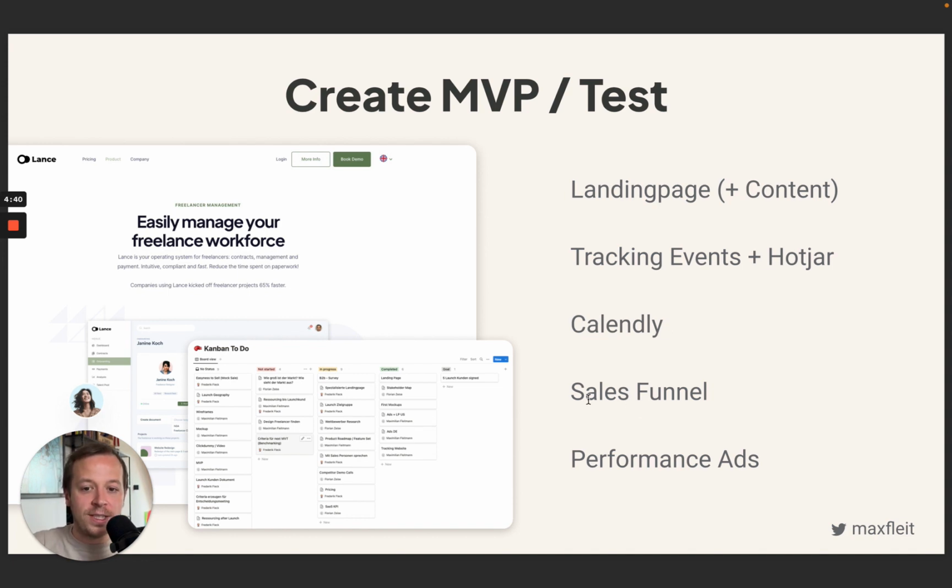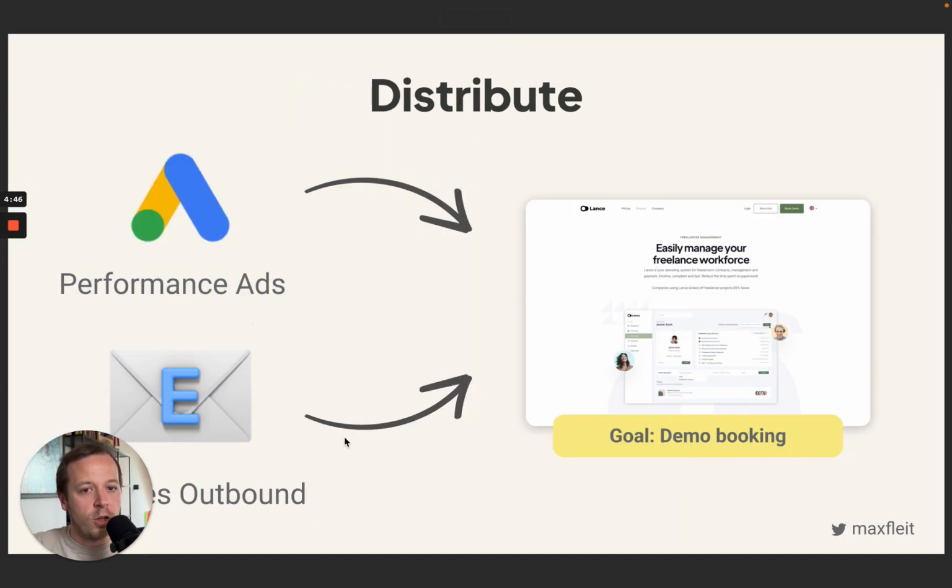Furthermore, we set up the sales funnel and the performance ads to really drive traffic to the website. And this is what you can also do for your MVP. In our case, we chose performance ads because they are really quick. You can spend money today and the first people will come over to the website, and you can see how the different keywords are doing and which keywords work well and which underperform, for example.